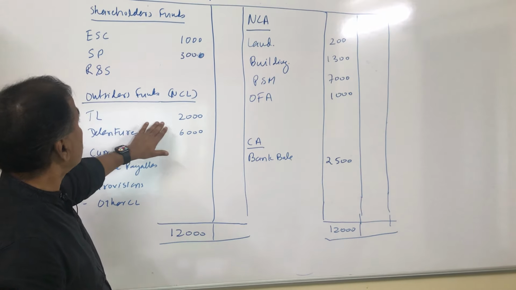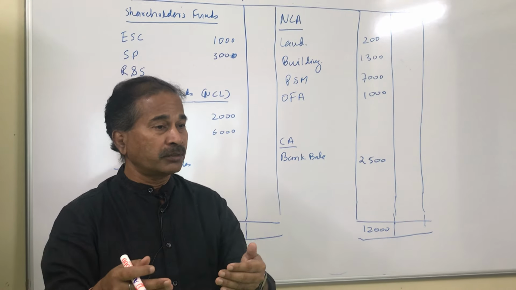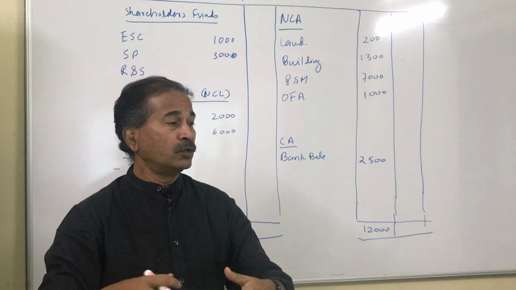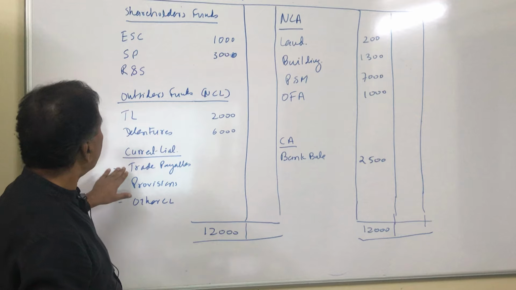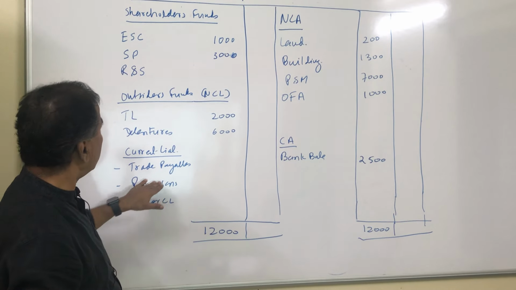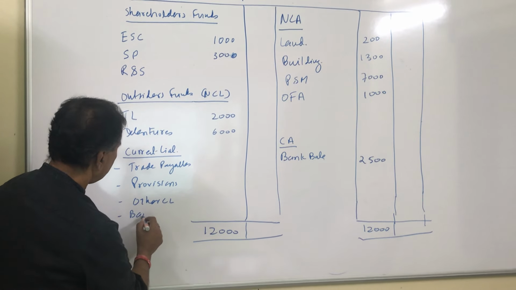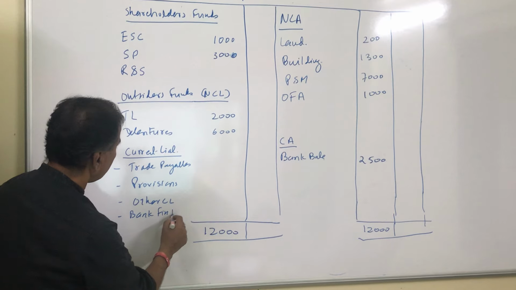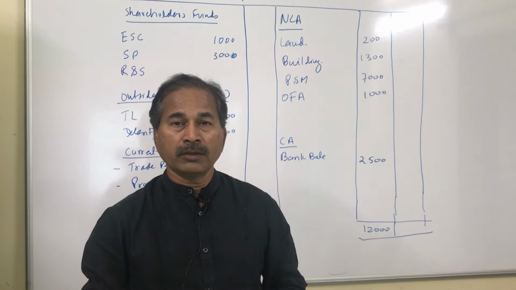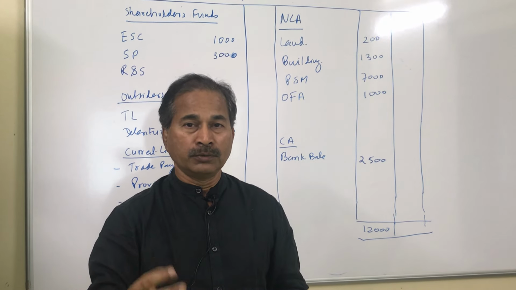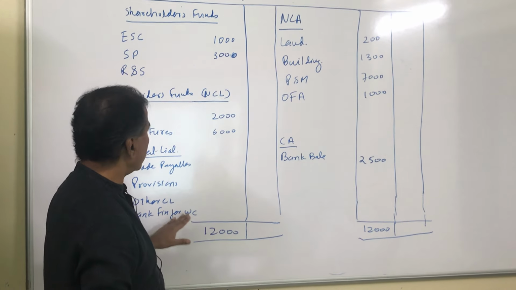Then you have non-current liabilities, or outsiders' funds. That means the money which is put in by the outsiders. And who are the outsiders? Lenders. So you will have the term loan, you will have debentures, and in the current liabilities you will have trade payables, provisions and other current liabilities, and you will also have bank finance. Bank finance for working capital. ठीक है, तो working capital के लिए भी you will also borrow money, and that will come as bank finance for working capital.